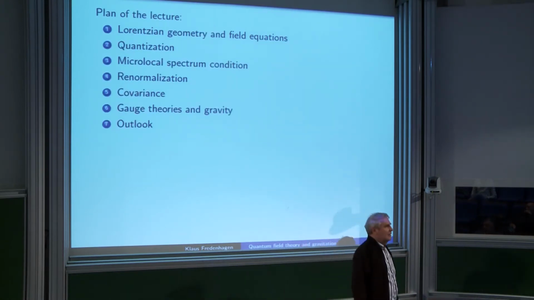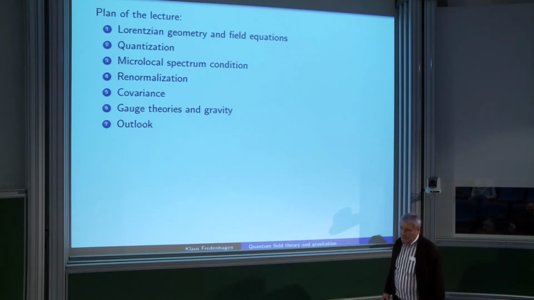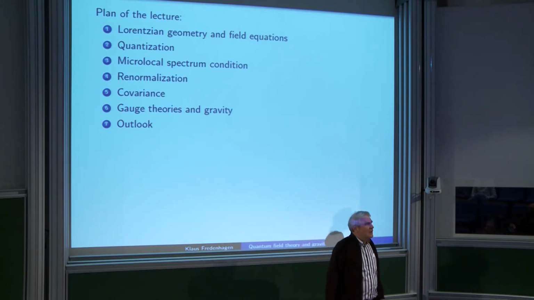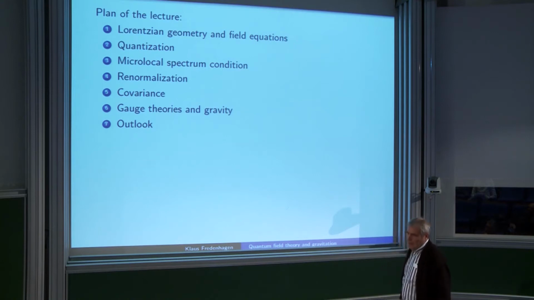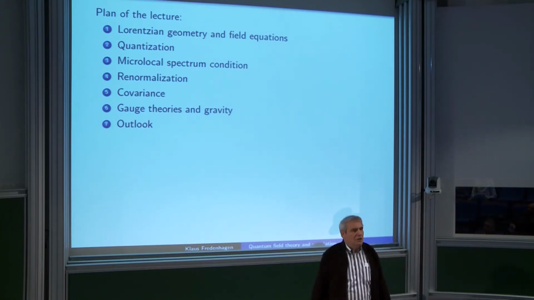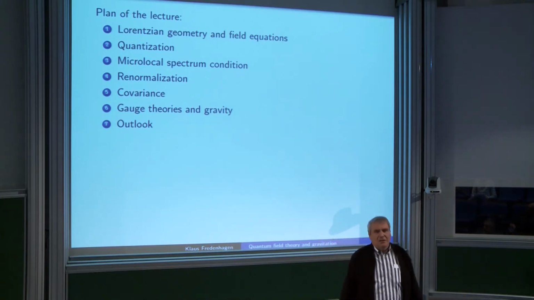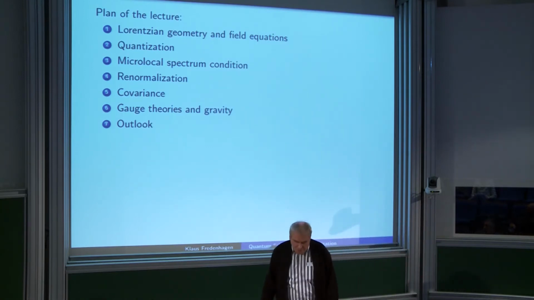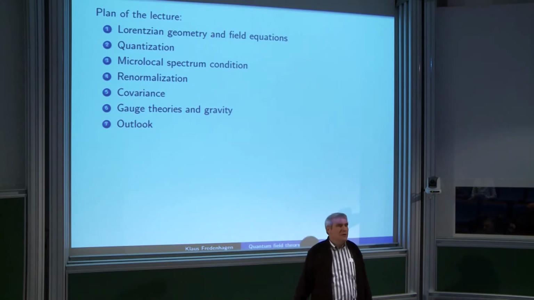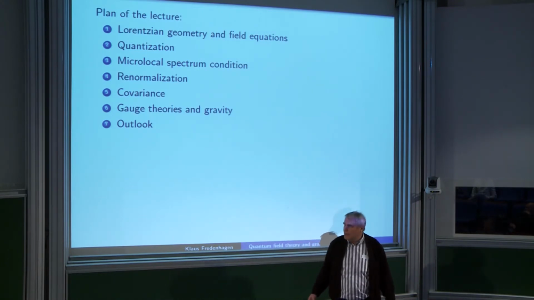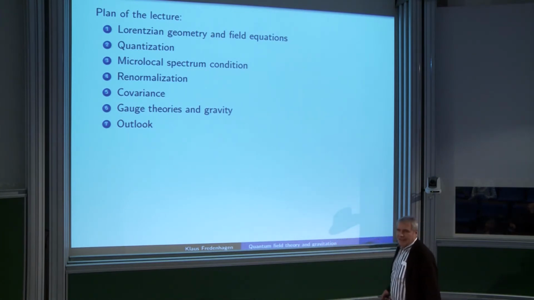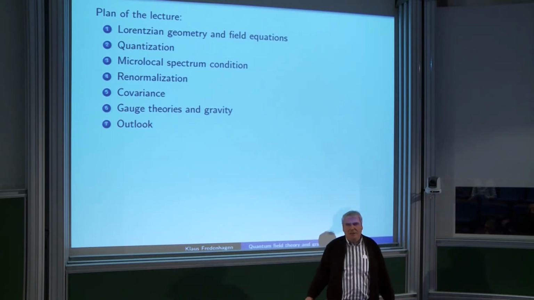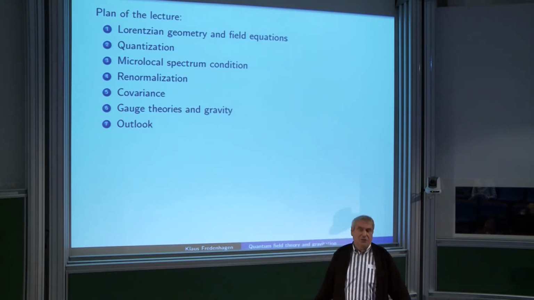Okay, so this is the plan of the lecture. I will give a few remarks on Lorentzian geometry and field equations. Then I will discuss quantization in the sense of deformation quantization. The local version of the spectrum condition is imposed by using some tools from microlocal analysis. And then I will discuss how renormalization can be done in this framework, and what the appropriate notion of covariance is. I discuss this on the example of a scalar field, but then I will indicate how this has to be generalized to include gauge theories and even gravity.